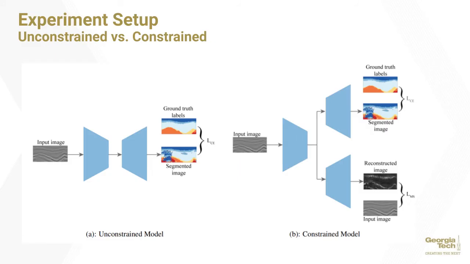For our experimental setup, we are going to be comparing unconstrained versus constrained semantic segmentation. Given an input image, which is a seismic attribute, the model will then predict the facies annotation. The difference here between this unconstrained and constrained model is that for the constrained model, we will also have the model try to reconstruct the input, which is the seismic attribute. And our hypothesis is that by constraining the model to reconstruct the seismic attributes, we'll be able to maintain more information that's relevant for facies classification.